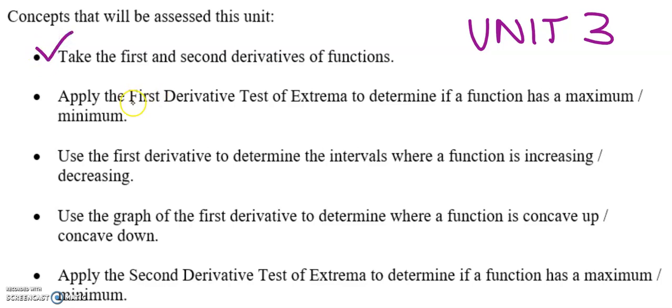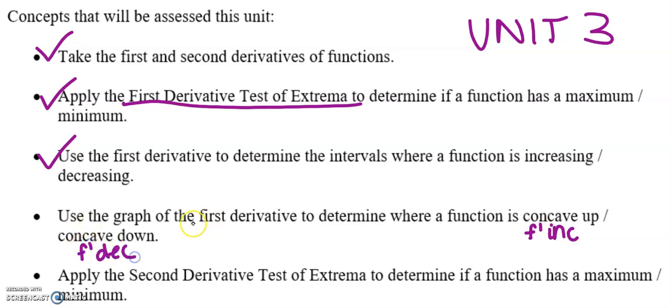You know how to apply the first derivative test of extrema, right? So we're going to use the increasing to decreasing, decreasing to increasing number line. You know how to use the first derivative to determine those intervals of increasing and decreasing. We know how to use the first derivative to determine where a function is concave up, that would be f prime increasing, or concave down, that would be f prime decreasing, right?